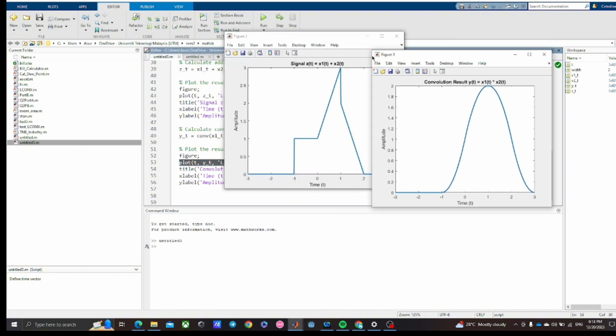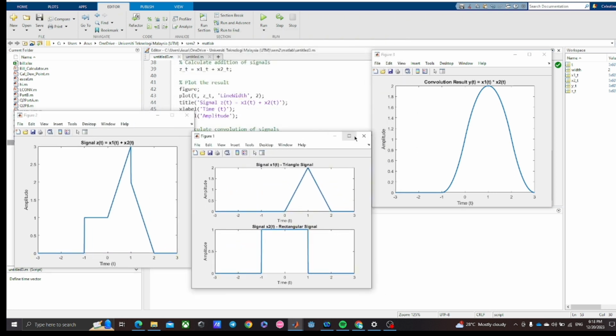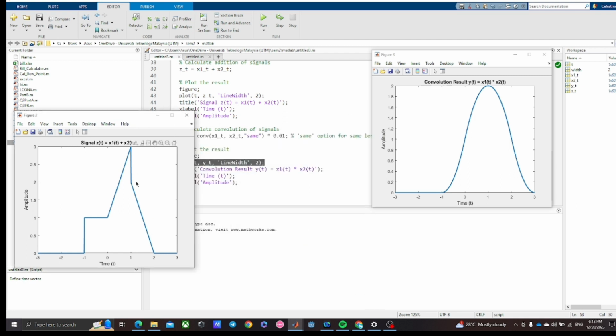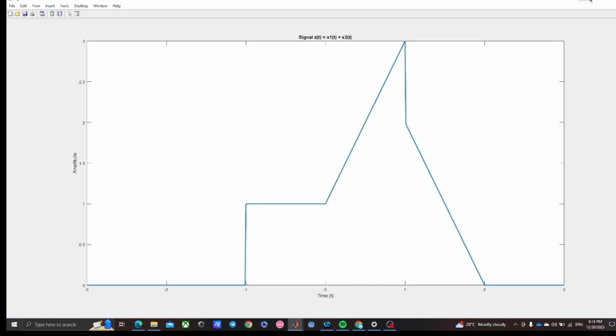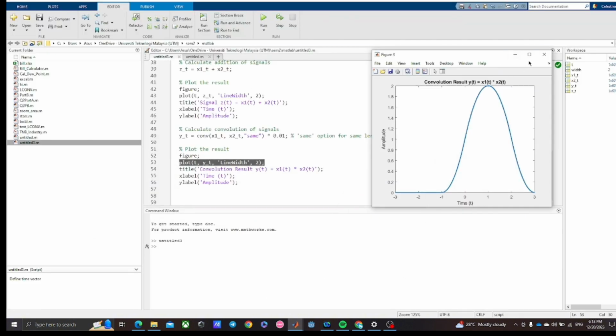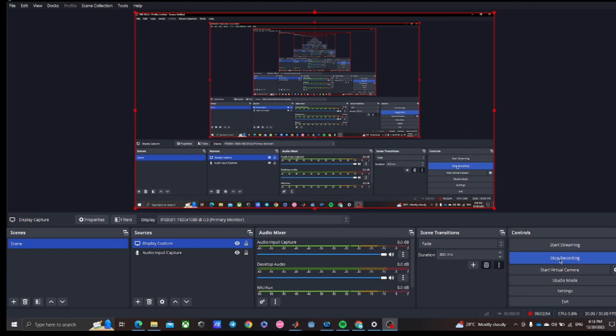So you can see that this is the x1t and x2t in the same plot. It is a triangle signal, rectangle signal, and square signal, and also this addition of the signals, which is x1t plus x2t, as you can see. And lastly, this is the convolution signal graph as shown. Okay, so I think that is all from me.